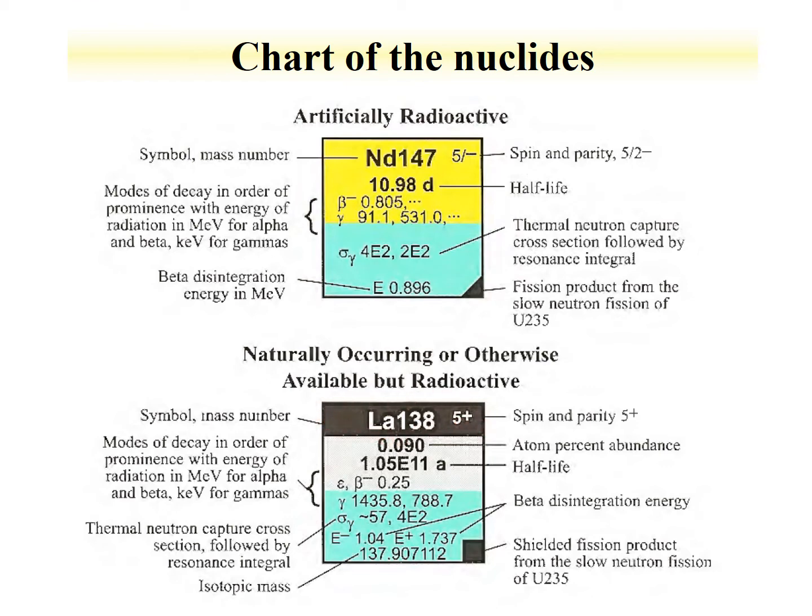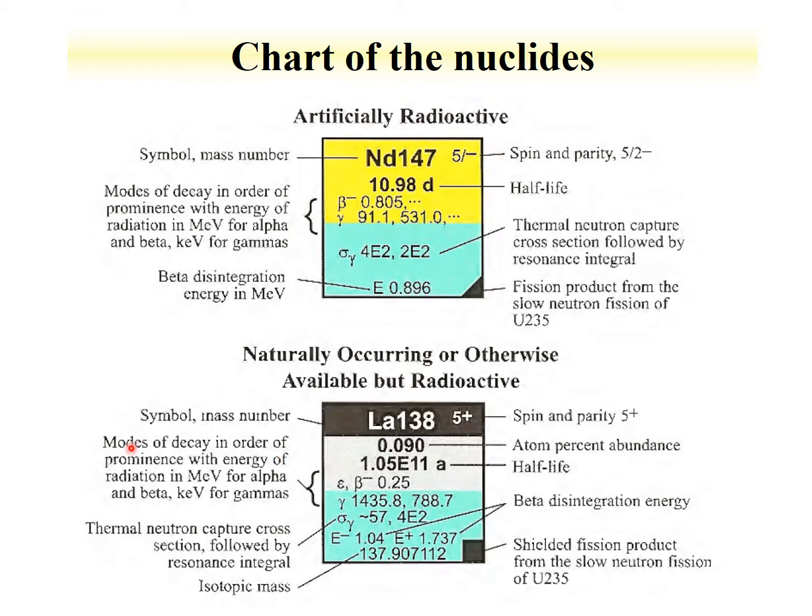So lanthanum-138, a spin of 5 plus. This is the abundance, so 0.09% of lanthanum is this isotope. The half-life is 1 × 10 to the 11th years. So 1 × 10 to the 11th years, if Earth is 4.5 billion years old, the half-life is longer than the age of the planet.